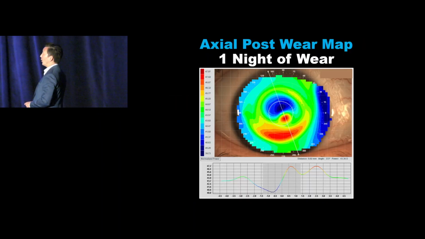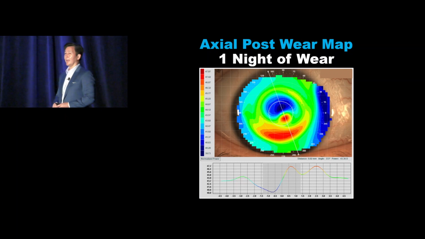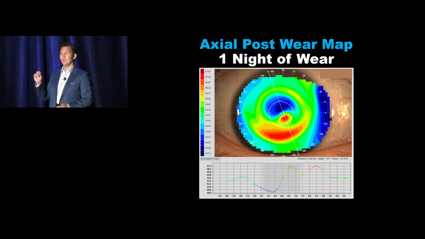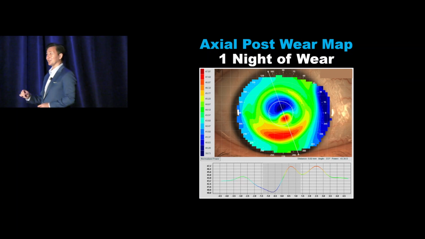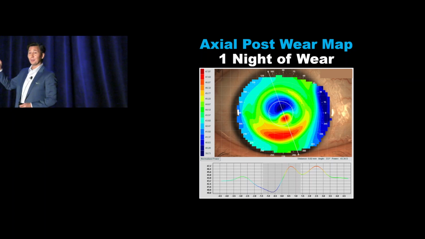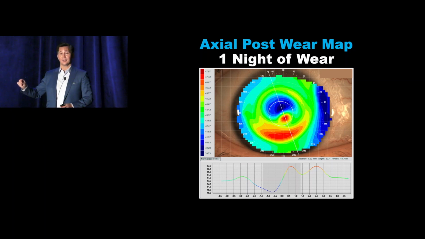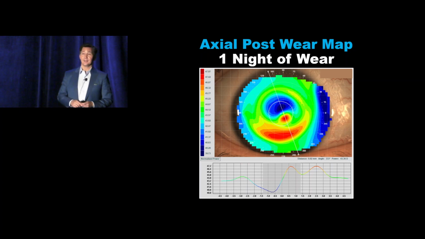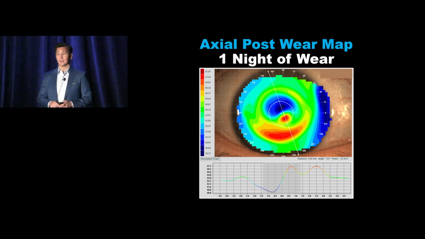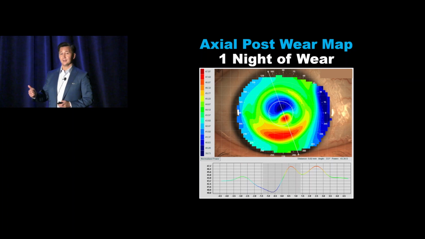Now here's a one-night response, and I'm going to do something you should never ever do in practice. You never look at just the post-wear map by itself. So let's do it without a subtraction. What do you think is the outcome of the effect here? Is it bullseye, central island, smiley face, frowny face?